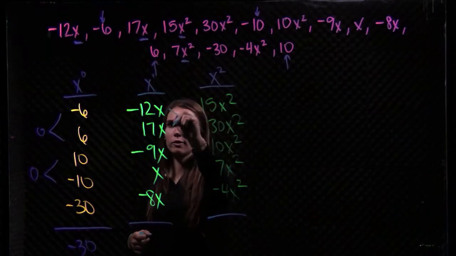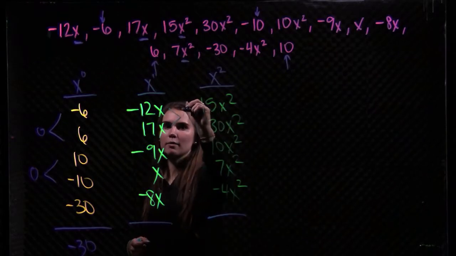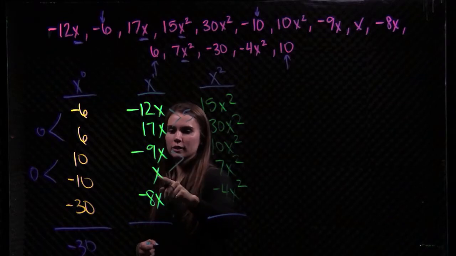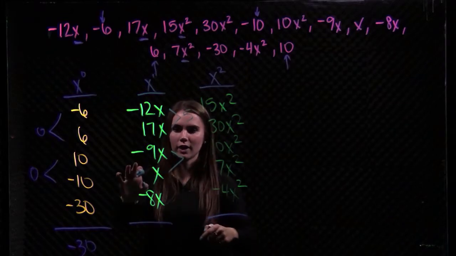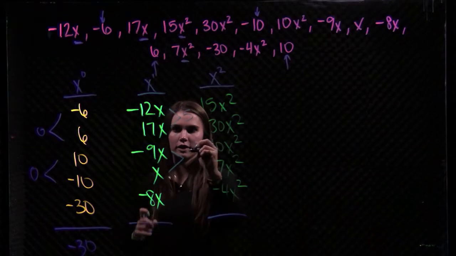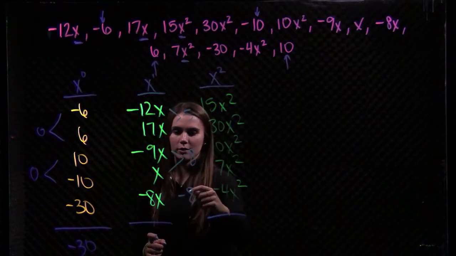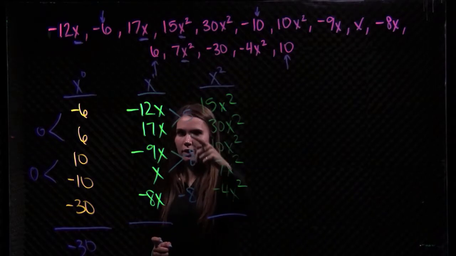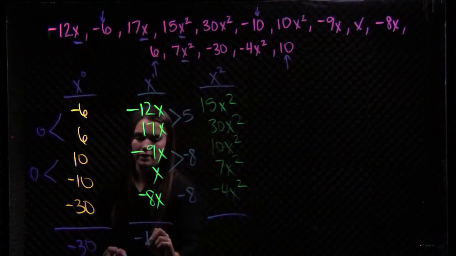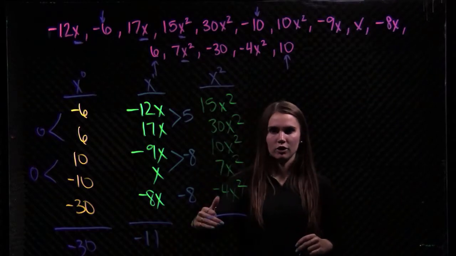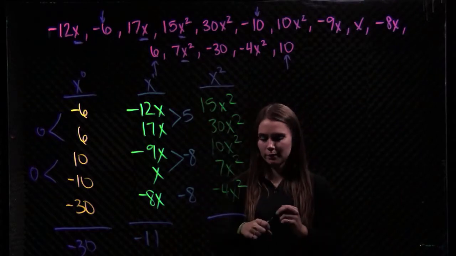So negative 12 plus 17 is going to be positive 5. Then we have negative 9x plus x, so we have negative 9 plus 1, that's going to be negative 8, and then minus 8, so then we can just combine these. So that's going to be negative 16 plus 5 is negative 11. And then same thing here, you just add up your coefficients, the ones that are out in front.